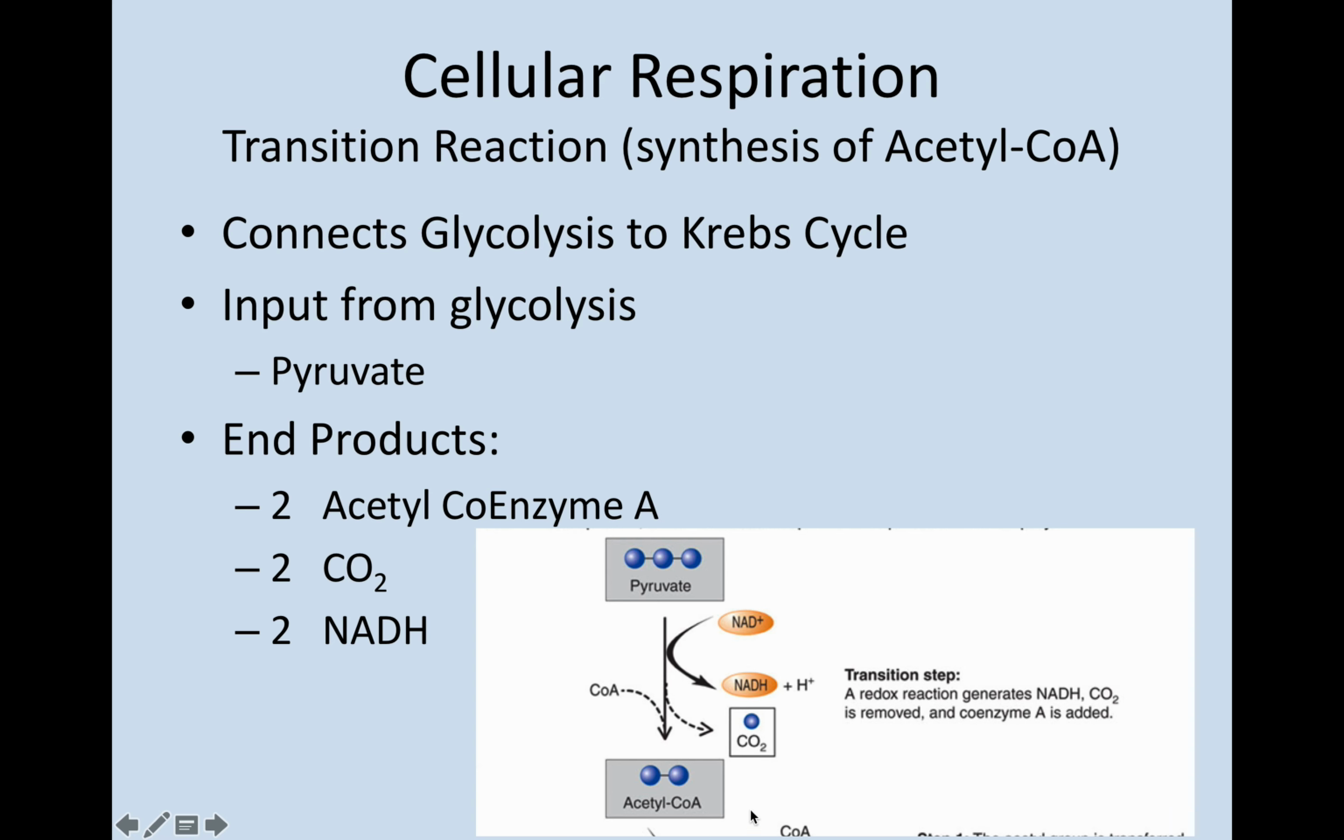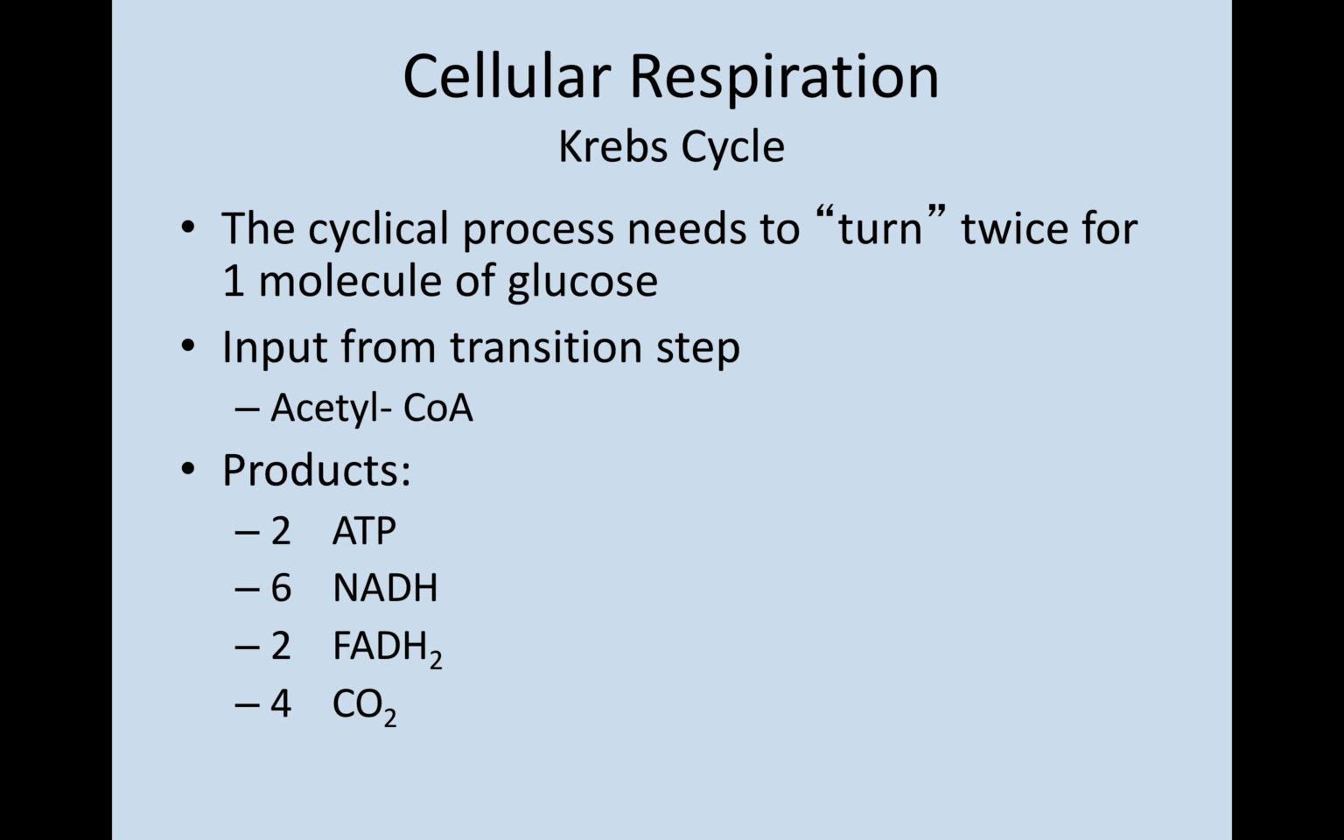So this is a little schematic showing you just for one pyruvate. All right, so if this is the 1 carbon loss, that's 1 CO2 and 1 NADH. So you multiply that by 2 since there's 2 pyruvate. Now what's going to feed into the Krebs cycle is acetyl-CoA.